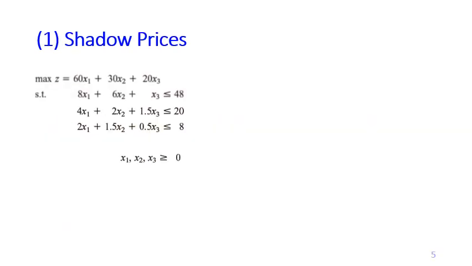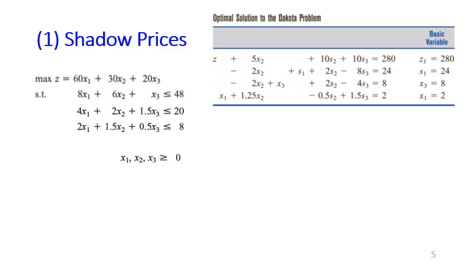The first question asks us to obtain the shadow price for each constraint. We are given the optimal table to the Dakota problem. So here what we are going to do is that we are going to read this optimal table to obtain the dual optimal solution. And then from that dual optimal solution, we will get the shadow price. Okay, so that's what we are going to do.